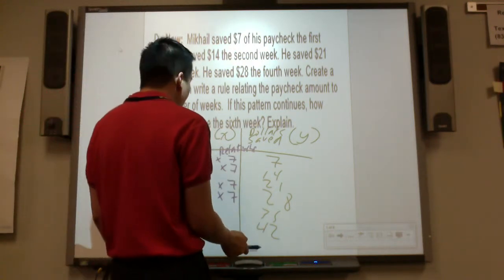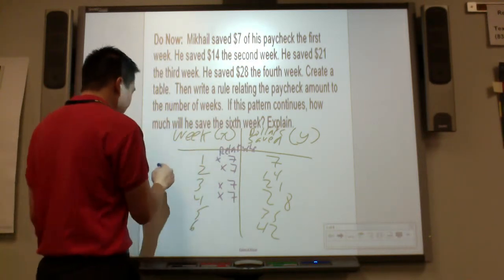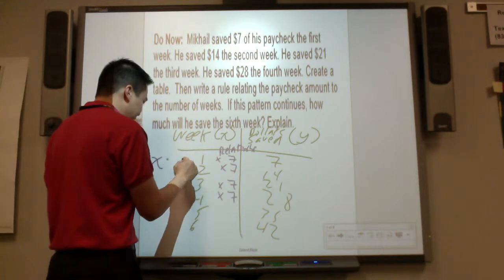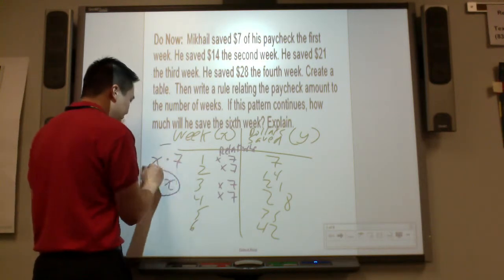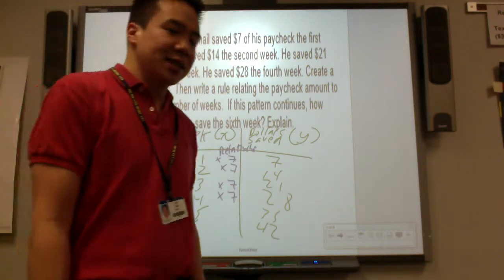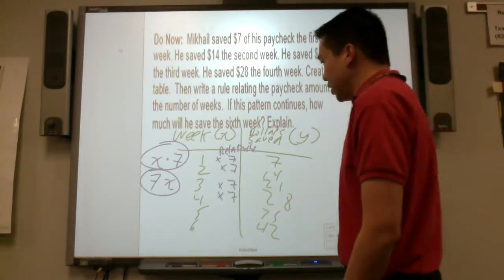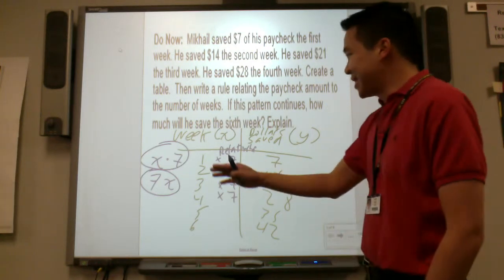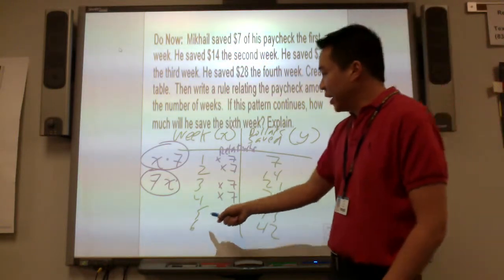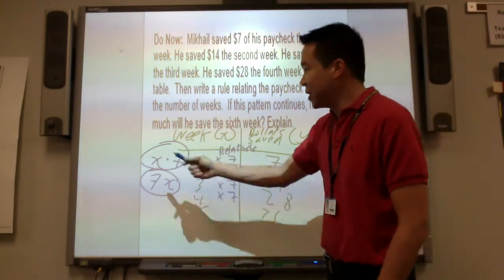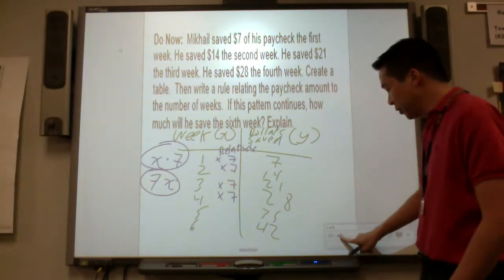You're building it up. But we have x right here, so it's x times 7, or flip it around, 7x. Either one is correct. So x times 7 or 7x. That is our rule. That means you're doing 7 of the number. So if you wanted to find the 9th week, it would be 7 groups of 9. That would be $63 earned the 9th week.